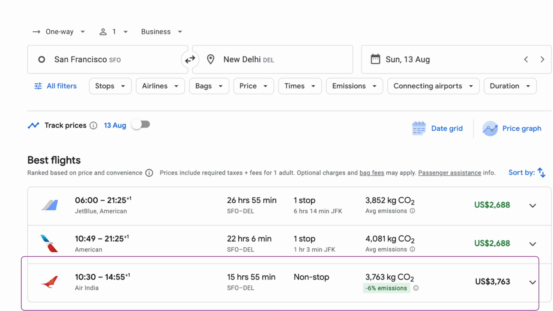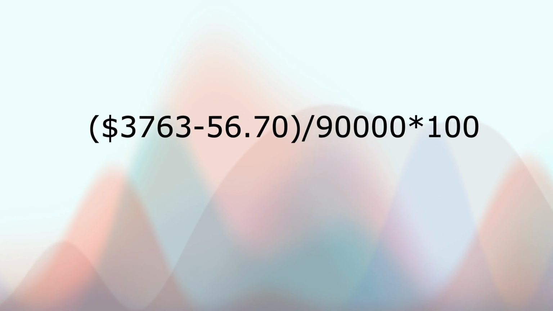So let's understand what value you can extract from this particular flight. If we go to flights.google.com and put in the details of the flight that we just saw, so the 13th of August from SFO to Delhi, business class, and if you look at the Air India flight, it costs about $3,700. So if we do a cent per point calculation, it'll be that amount minus the 75 Canadian dollars, which translates to about 57 US dollars, and then divided by the 90,000 points that we have to spend to book this flight. That translates to about 4.1 cents per point, which is again above the 2 cents per point benchmark that we set for our points utilization.